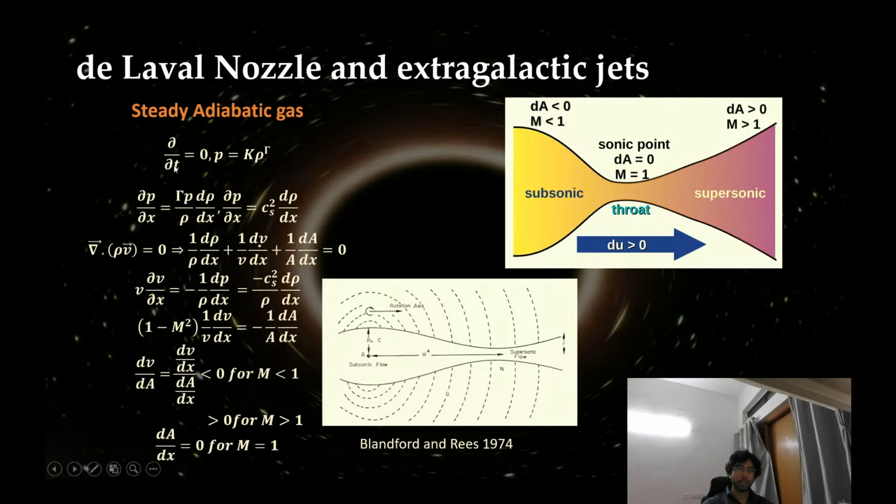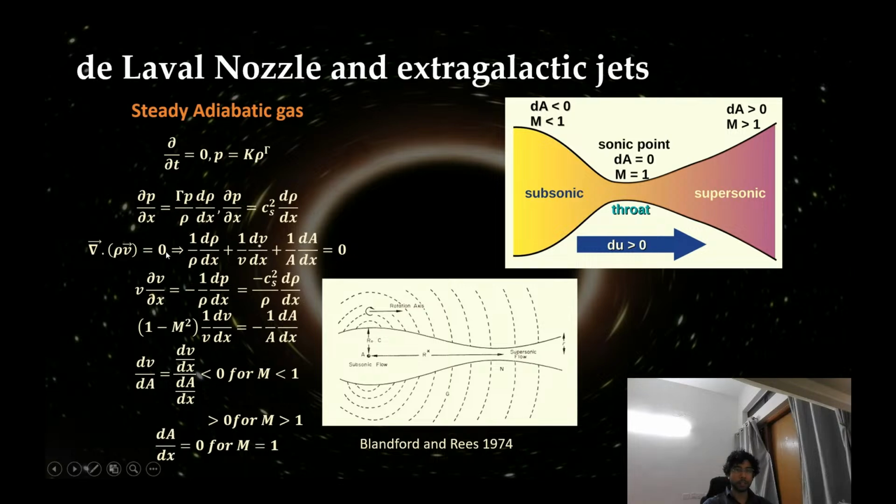So, for example, we consider a steady adiabatic gas. As we know, steady state means the time derivative is zero, there is no variation with time, and adiabatic means P equals K rho to the gamma. If we just do dP/dx, we get gamma P by rho times d rho/dx. So this is just taking the derivative of this equation. And gamma P by rho is c_s squared, as we know. So c_s squared d rho/dx.